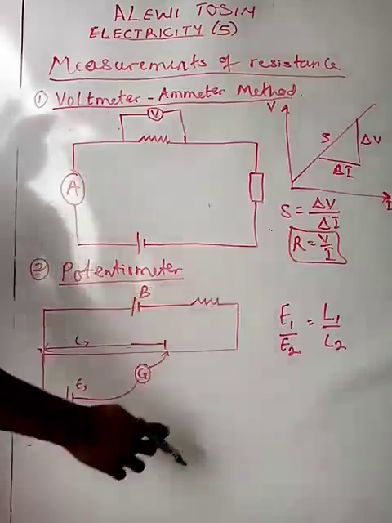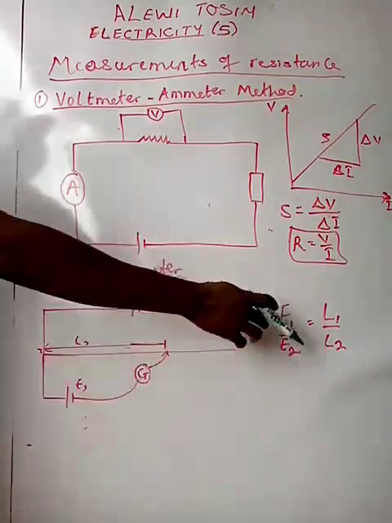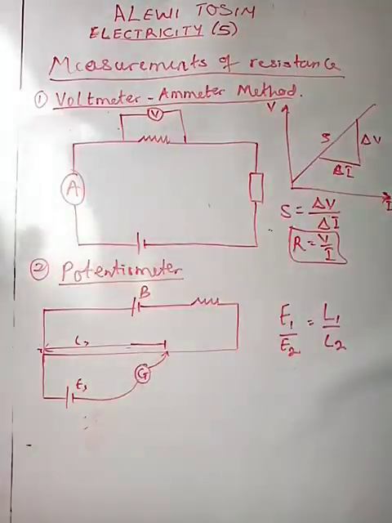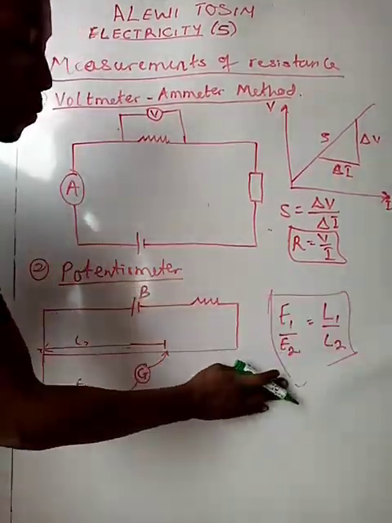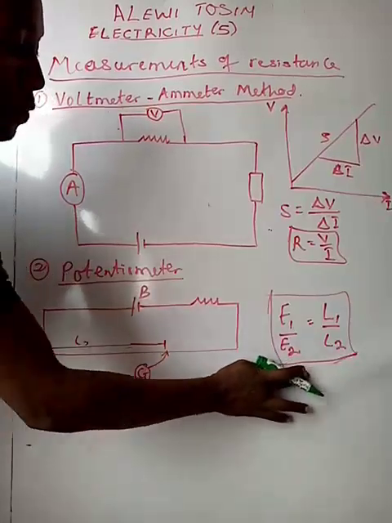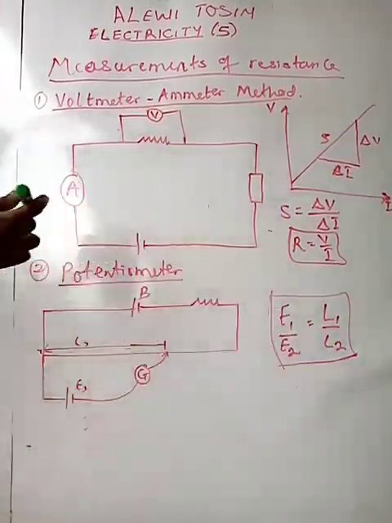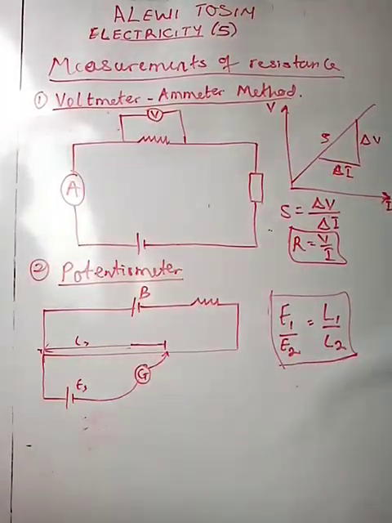From there we determine our potential difference using that, where E is our electromotive force, E1 and E2, and L is the length of the wire. So we use this as a formula. This is the formula for the potentiometer. Let's have that formula upstairs, it will still be applicable in our subsequent questions. So that is the potentiometer method.